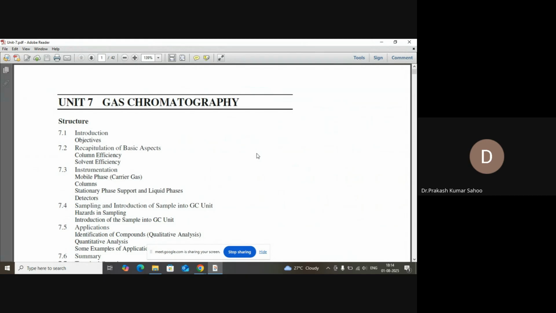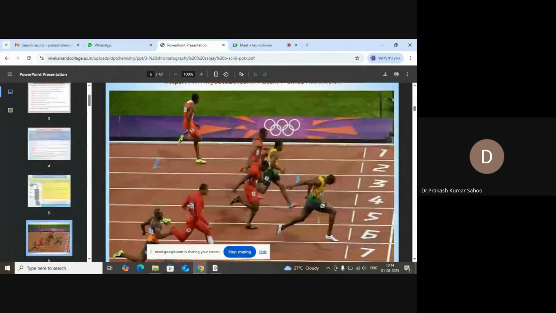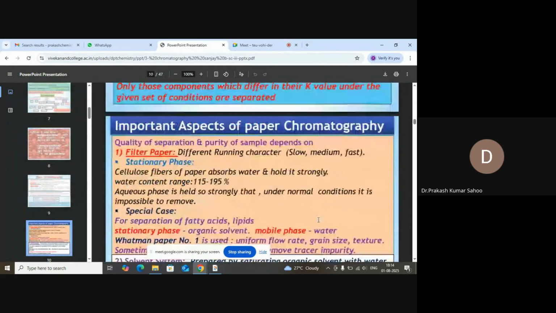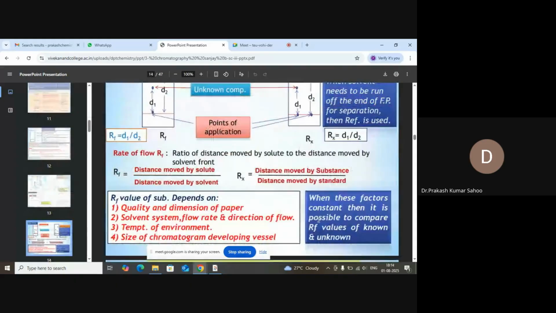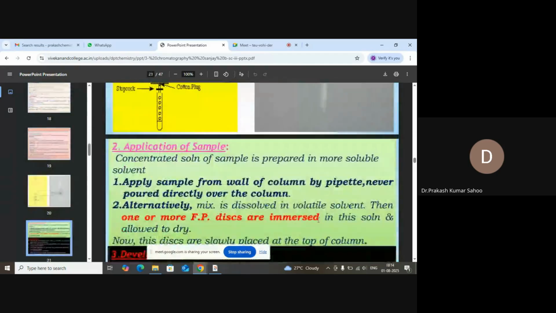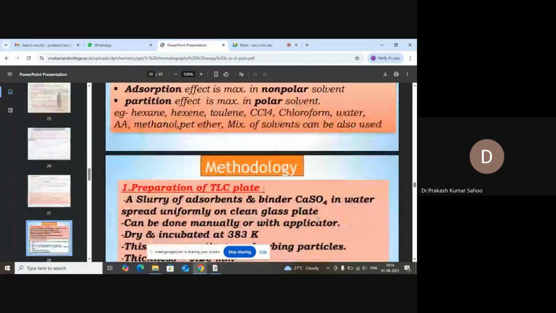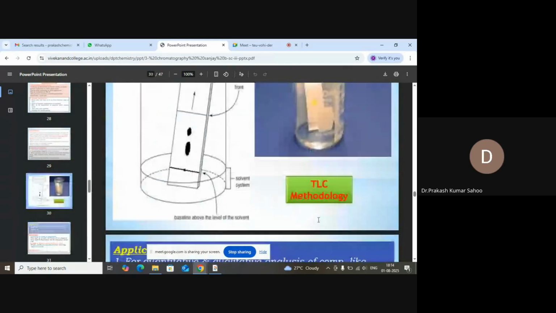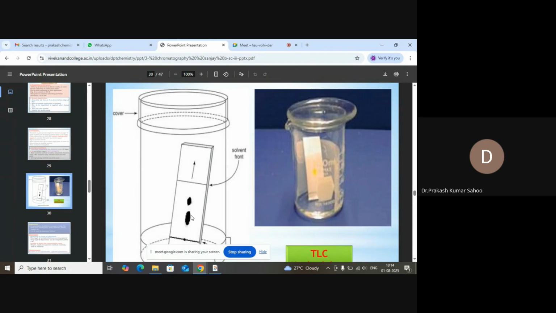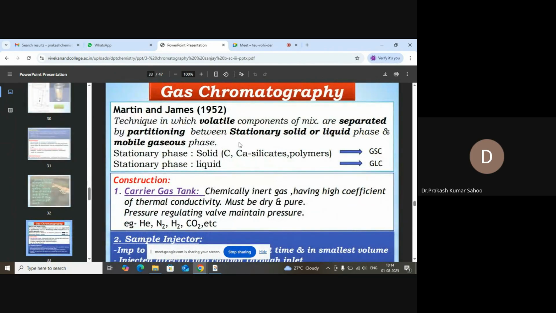So for gas chromatography, let's have one PDF that is available with me. This one, chromatography, this is covered, and we have the application in column chromatography, and this is your PLC plate where different spots are obtained after putting the PLC in the suitable solvent, and this is the gas chromatography we have.